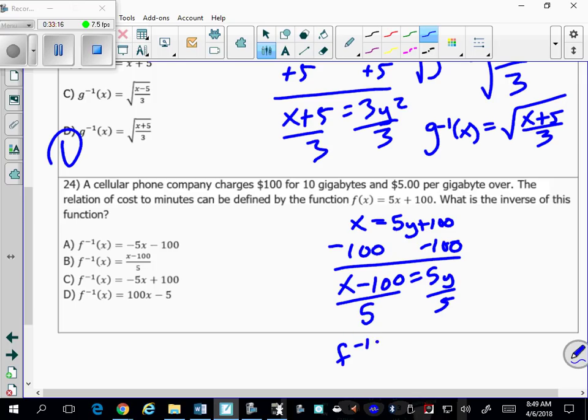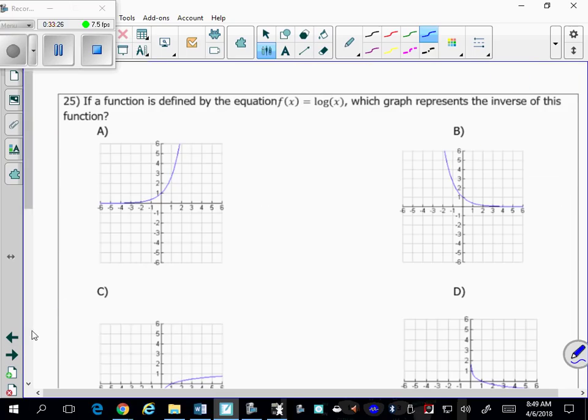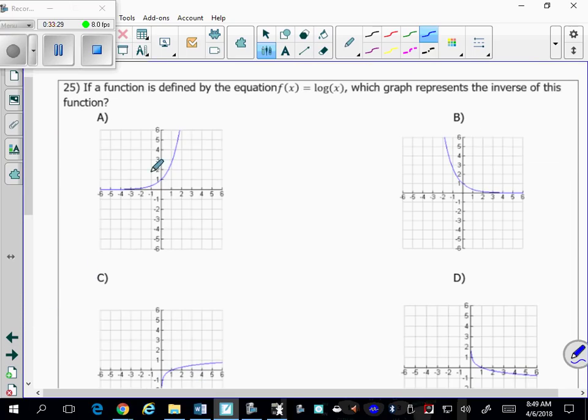Moving on. Defined by the equation which represents the inverse, so it's the log function. Log functions always go through (1, 0). If you look at log, it looks like a 1 and a 0. So a log function always goes through (1, 0).